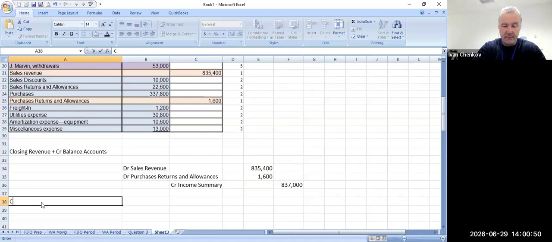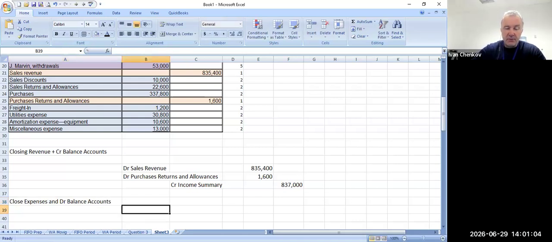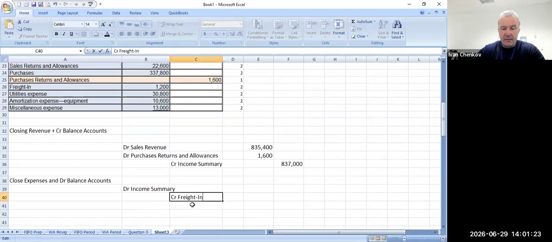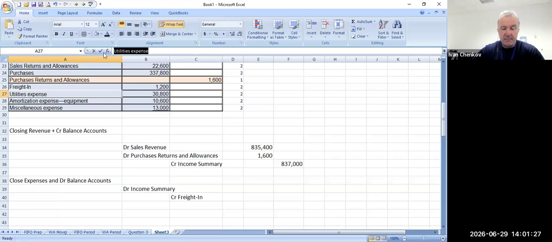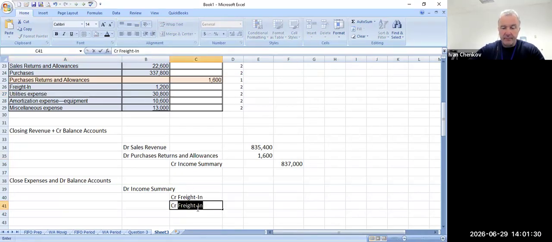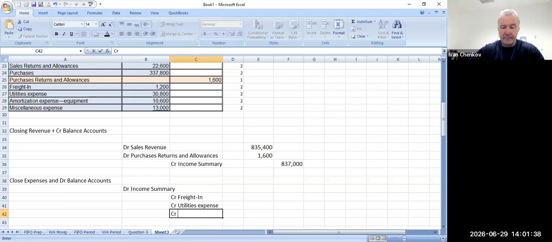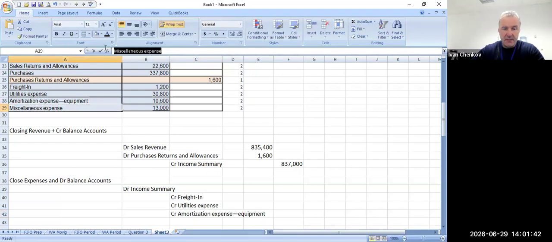Next one, we have to close expenses and debit balance accounts. Where are we going to close them? We're going to close everything in the income summary. Starting with credit, first, we're going to close freight in. Second, utility expenses. Then amortization expenses, equipment. Then miscellaneous expenses.